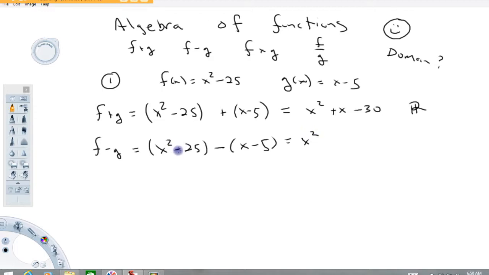There's no x term here, right? So you can think of it as 0x minus x. And now we have negative 25 minus a minus 5. Now that's going to become negative 25 plus 5, so that's minus 20. All right, let's talk domain here. There's no square roots or division by zeros. Not happening there, so because there's none of that, the domain of this function is, again, all real numbers.